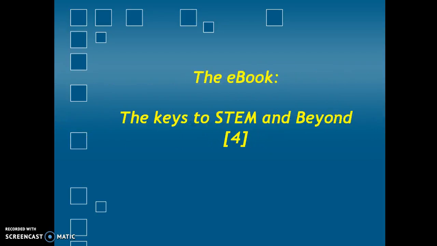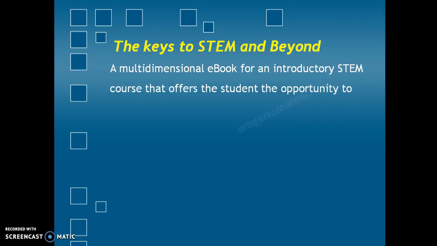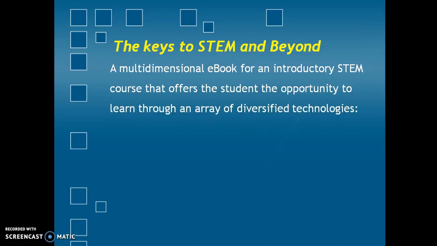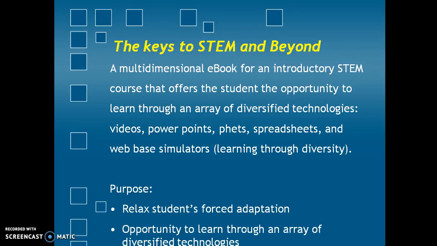Okay, the ebook that we are going to use for the TAR project is called The Keys to STEM and Beyond. The Keys to STEM and Beyond is a multi-dimensional ebook for an introductory STEM course that offers students the opportunity to learn through an array of diversified technologies, such as videos, PowerPoints, FETs, spreadsheets, and web-based simulators. That's what I consider learning through diversity, technological-wise, right?